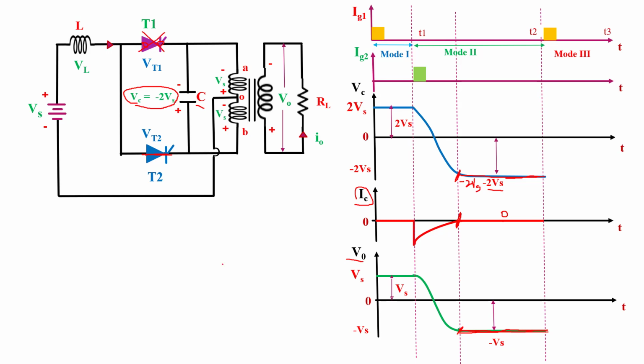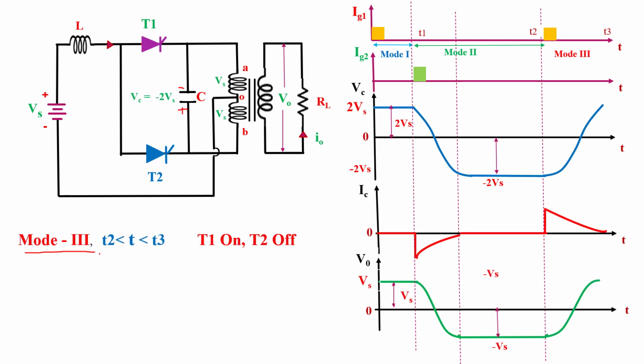Now we move to mode 3. In the case of mode 3, the time instant is T2 to T3. In this time interval, we turn on thyristor T1 and T2 gets turned off. How does T2 get turned off? How do we turn on the T1 thyristor? Here we see in the waveform, in this time interval, we provide a gate triggering pulse to thyristor T1. So when we provide a gate pulse to thyristor T1, T1 gets turned on and behaves like a short circuit.